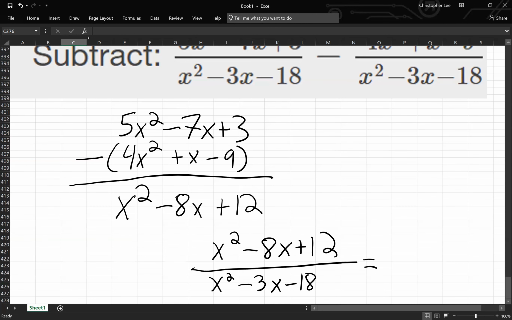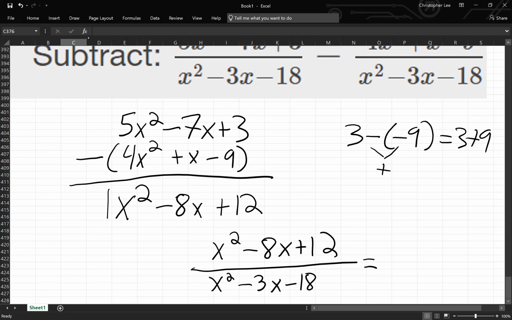I didn't add them, I subtracted, no? So look, 5 minus 4, 1. Negative 7 minus 1, negative 8. 3 minus negative 9, positive 12. It means this, in case you're wondering. It's that, which becomes 3 plus 9. Remember, negative negative is positive? That's what it is.